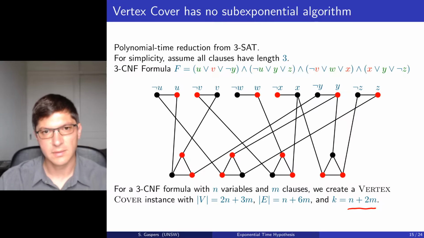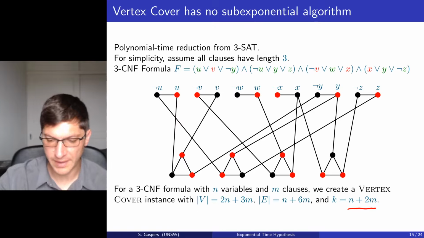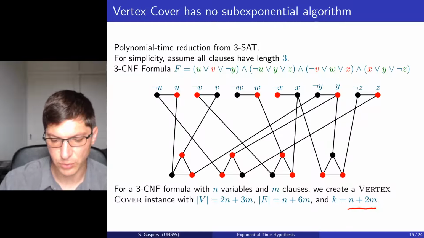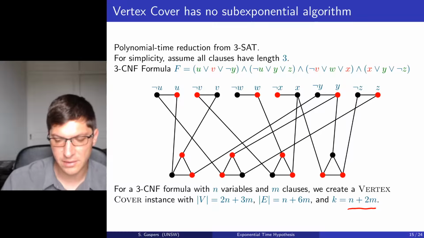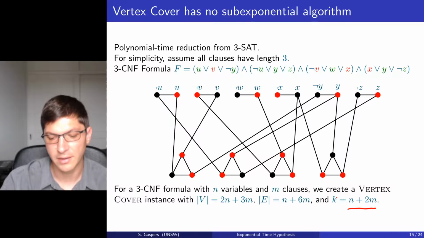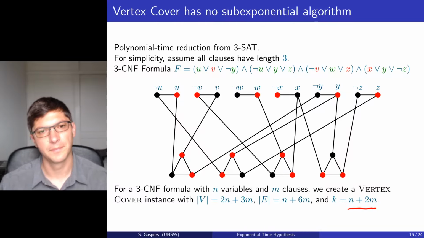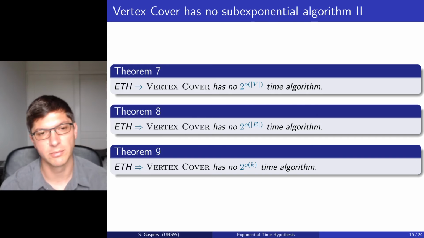So we see now that if 3SAT has no 2 to the little o of n plus m time algorithm, then actually vertex cover has no algorithm with running time 2 to the little o of the number of vertices. It has no algorithm with running time 2 to the little o of the number of edges. And it has no algorithm with running time 2 to the little o of k. Because all of these are linear in n plus m. So we get these 3 results from this one reduction.